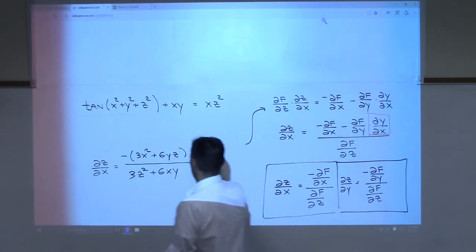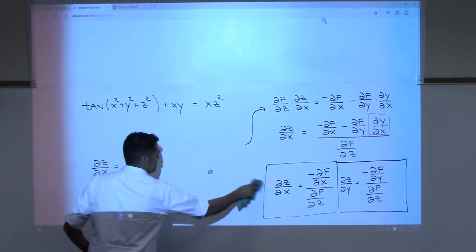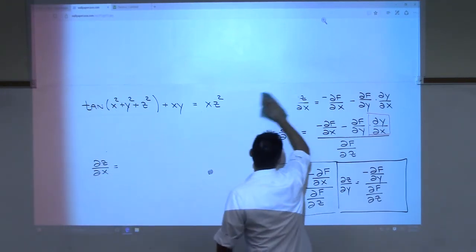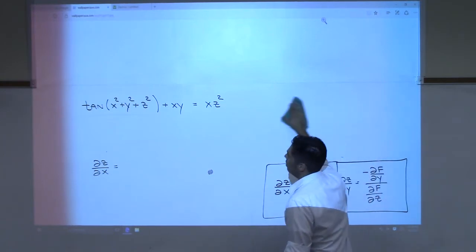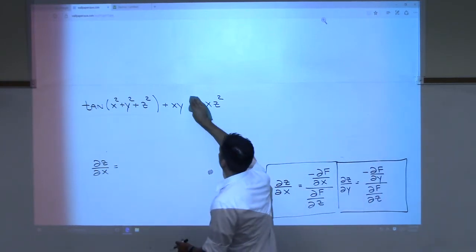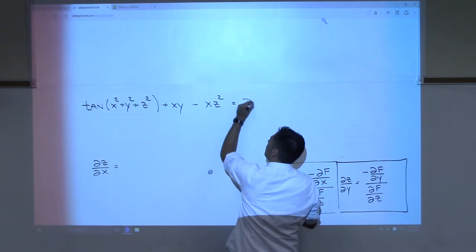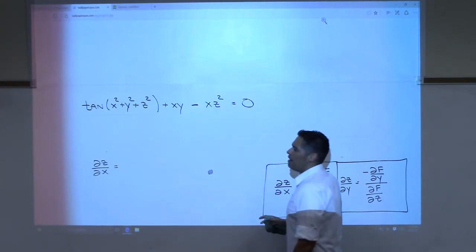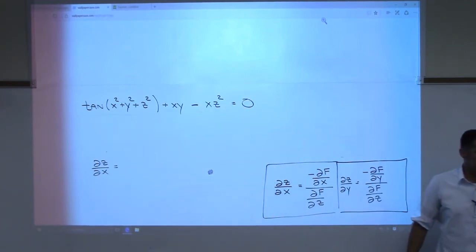So let's try this. Let's do one of these. Let's do the first one there. So what do I have to do first before I begin? Move everything to one side. Okay, that'll be easy. I'm going to make that minus, make that equal 0. Right? Everything on the left side now is capital F. The whole left side is capital F.